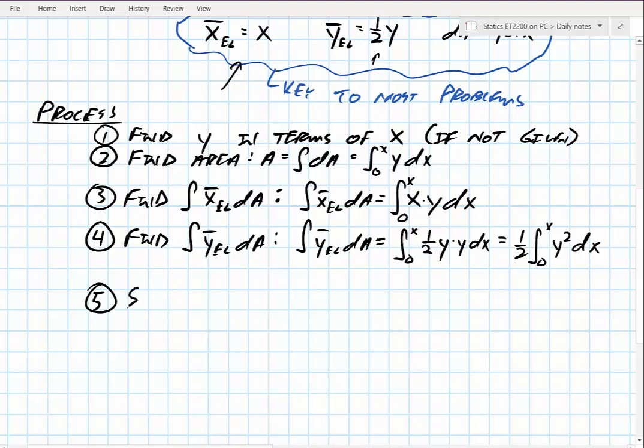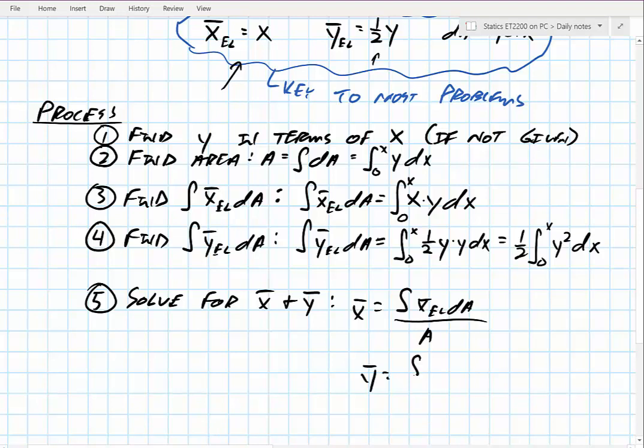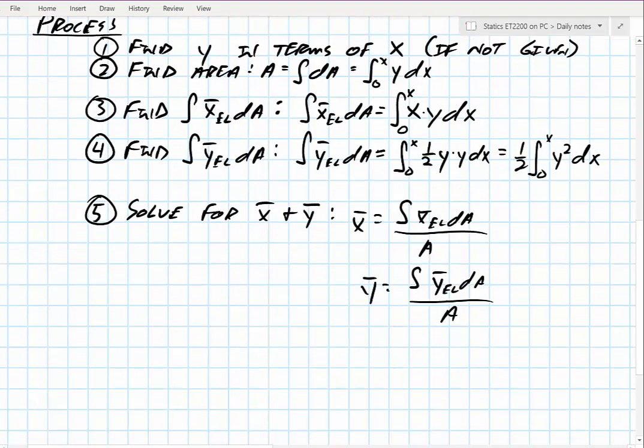That'll work most times unless you have some odd shape or you're doing it about the other axes. So the last step would be to solve for your centroids, your x bar and your y bar, and this is the easiest part because it's just algebra. So your x bar is whatever you found in step 3 divided by what you found in step 2, which is what? Area, and y bar, same idea.